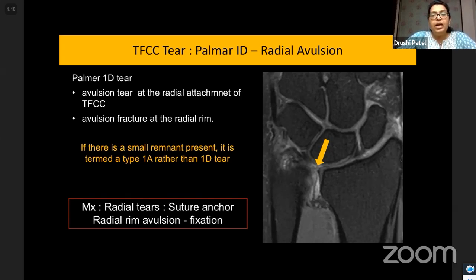Many times the 1A are left alone, or debridement of the loose flaps is done, though very uncommonly. Whereas the radial tears require a suture anchor that fixes this TFCC to the distal radius. And especially when there is an avulsion fracture at this site, then that requires an internal fixation.